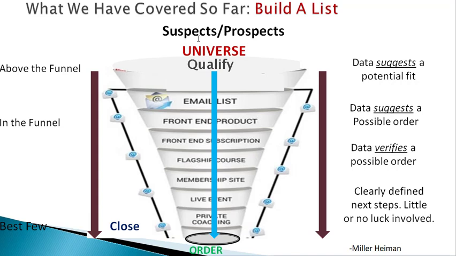Okay. So, as I said, it does not depend on luck. You have to track everything the customer does in your website, in your blog. At the back end, you can track all these things. So you can see here, data suggests a potential fit. Data suggests a possible order. Data verifies a possible order. Clearly defined next steps. Little or no luck involved.